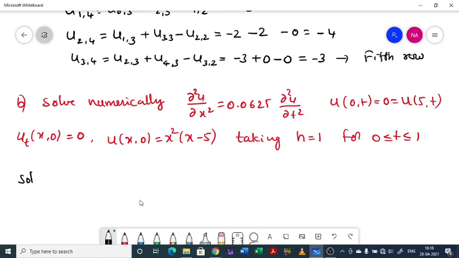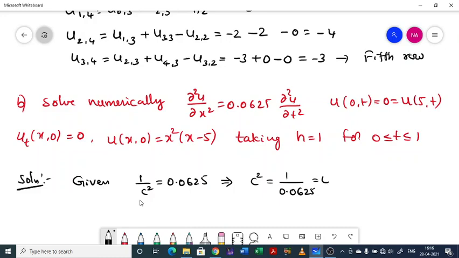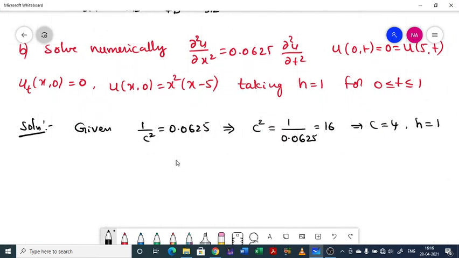Solution. Given 1 by c square equal to 0.0625. That implies c square equal to 1 by 0.0625, that is 16. So c is 4. If c is 4 and h is 1, we need to find k, right? So k equal to h by c. So k is 1 by 4, 0.25.